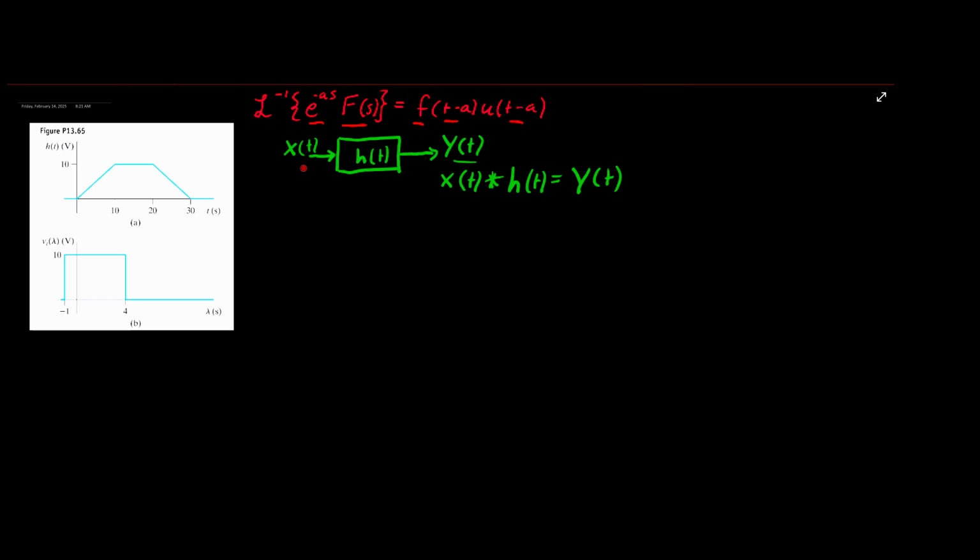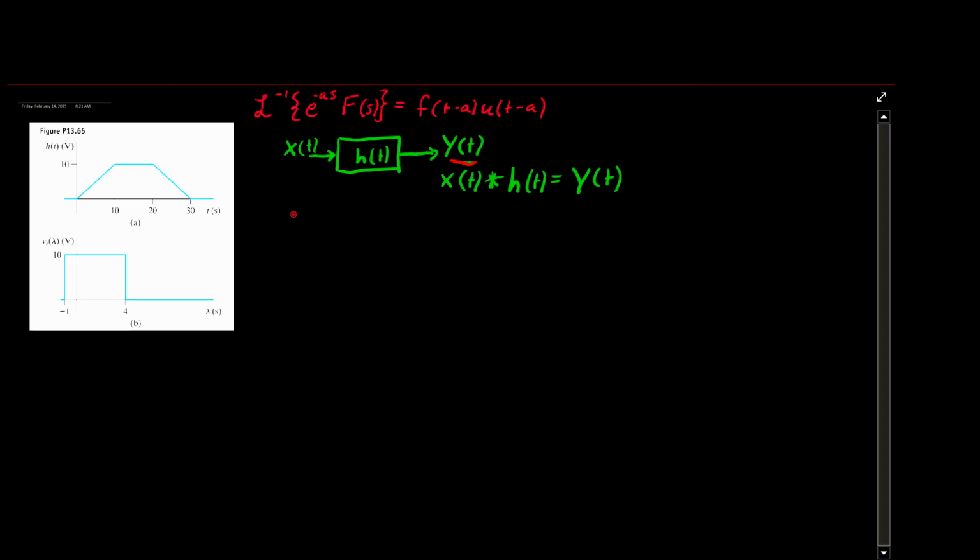Now, the goal of what we're trying to do with these kinds of problems is, given the impulse response of a system, h(t), and a given input to the system, x(t), find the output of the system, y(t). Now, in convolution, we were convolving x(t) and h(t) in order to find the output y(t).